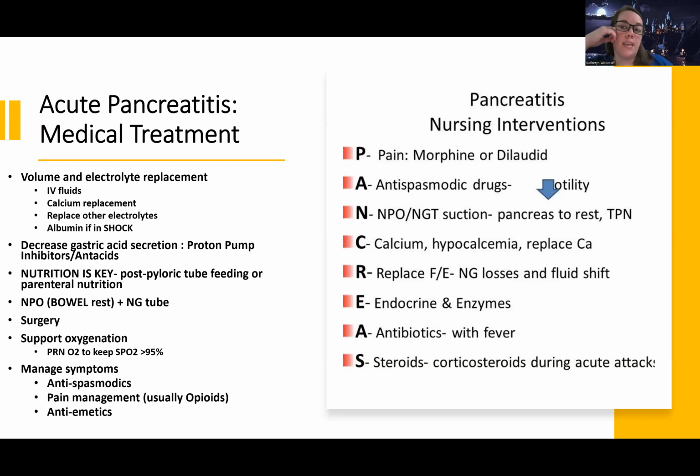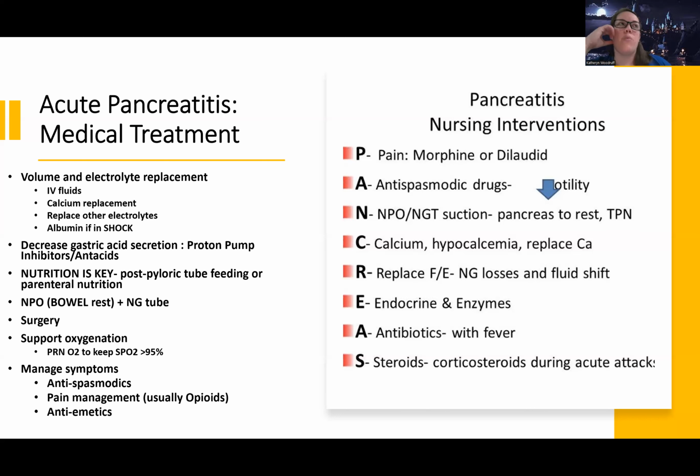Surgery is sometimes needed, especially if they end up with a complication like a pseudocyst, systemic infection, or peritonitis. We talked about supporting their oxygenation as needed. It's not to say that every patient with pancreatitis is going to have a lung issue, but we need to watch closely. Sometimes they're also hurting so badly it's hard to take deep breaths, so they're at risk for respiratory complications. We give them things like antispasmodics. You don't have to know those names or meds in depth.